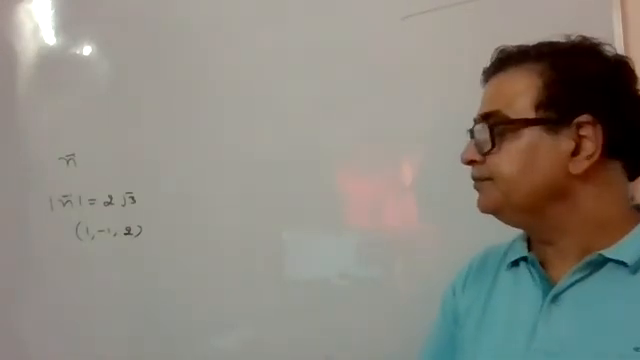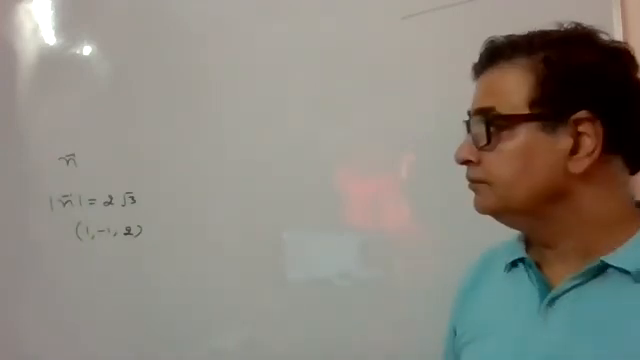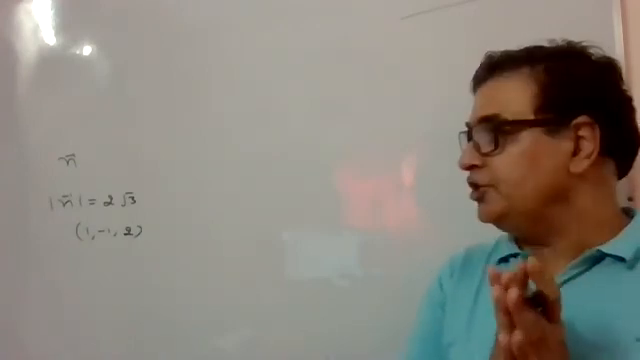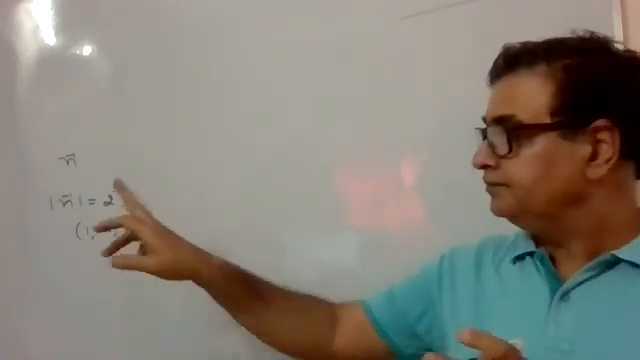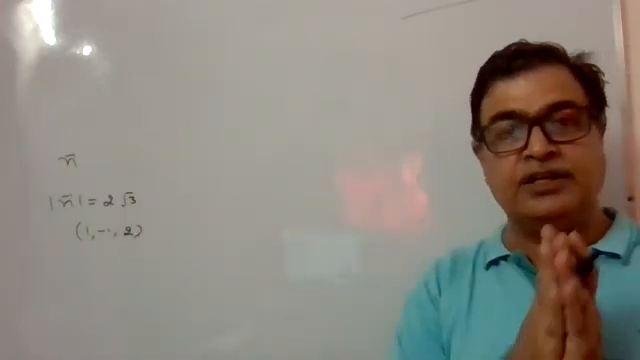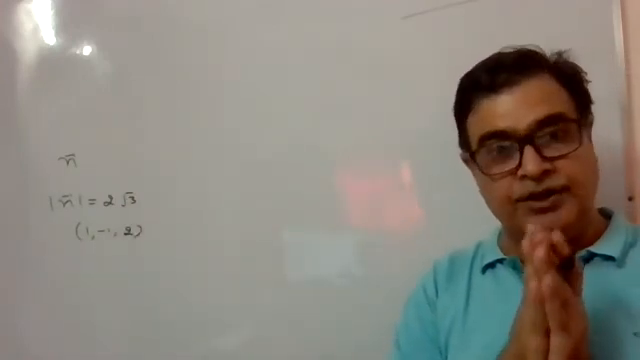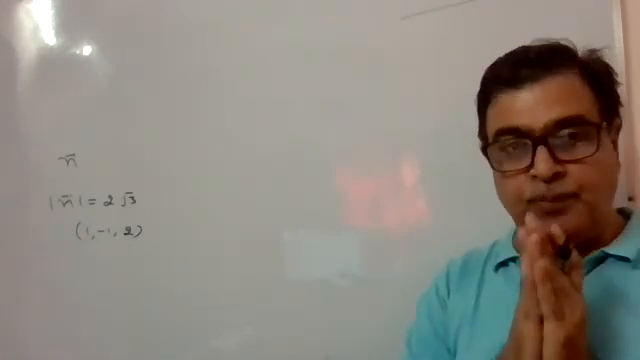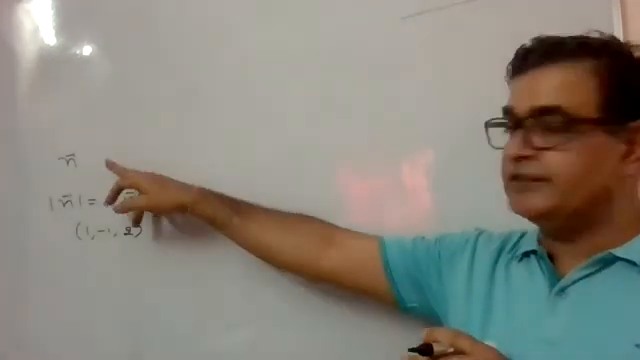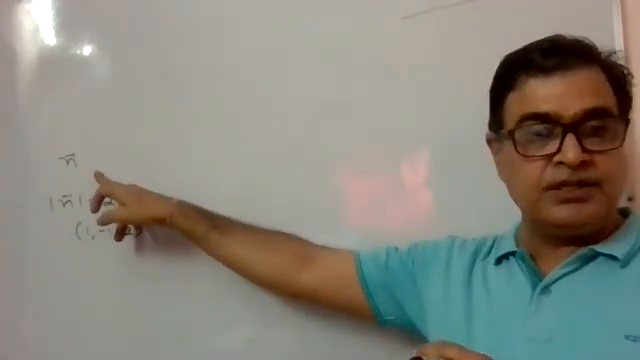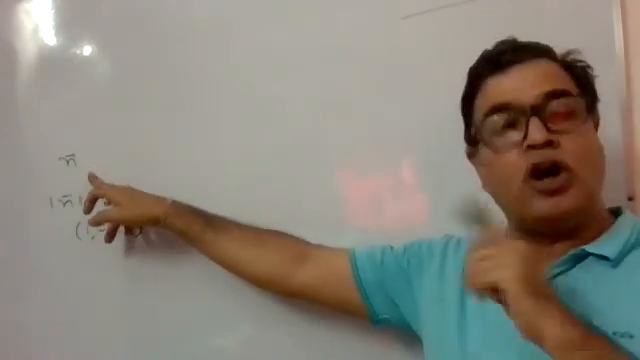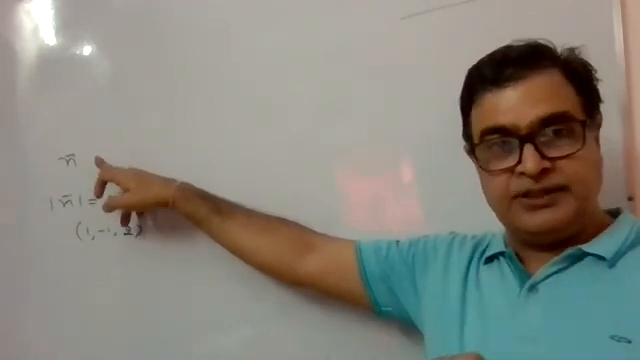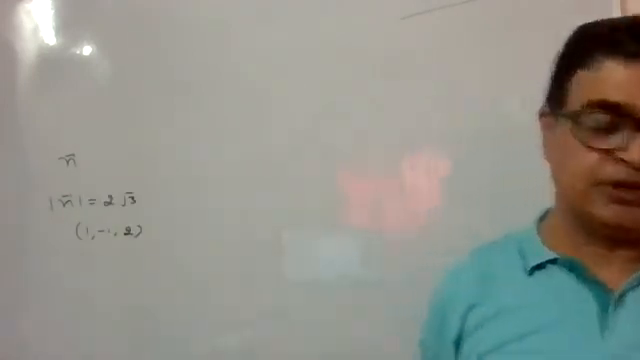Please try. There is a vector n whose magnitude is 2√3. Okay, and this vector is equally inclined with the coordinate axes. You find the equation of a plane which is perpendicular to this n, right? The normal vector perpendicular to the plane is this, and it is passing through this point.